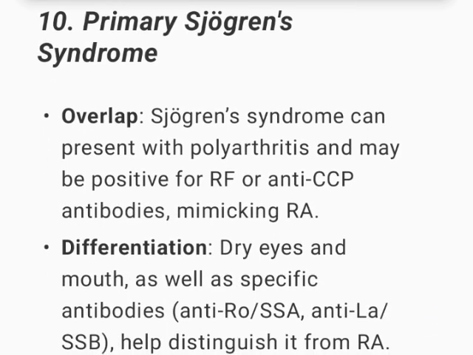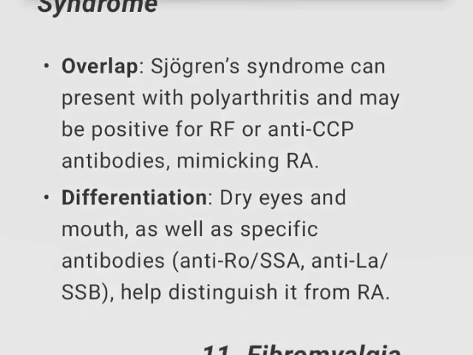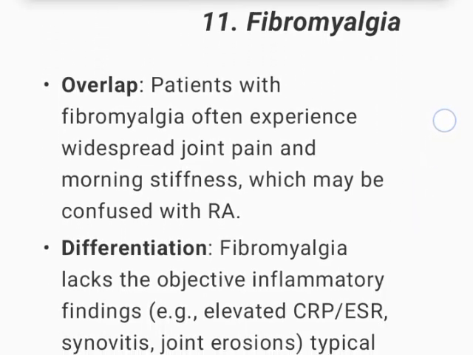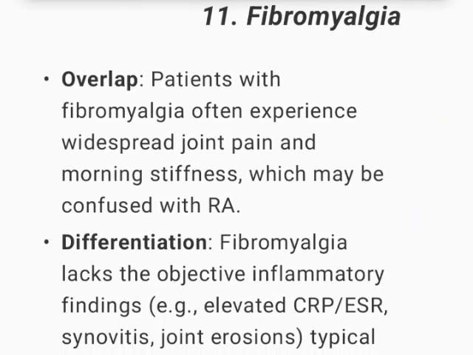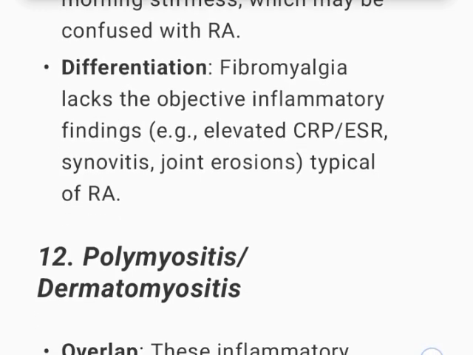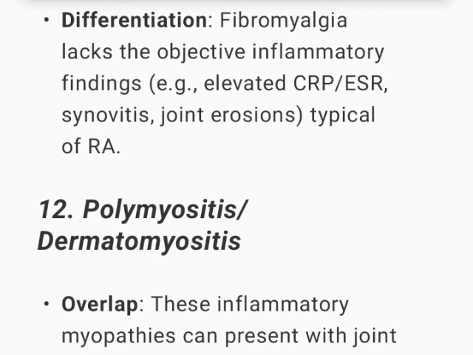Overlap. Sjogren's syndrome can present with polyarthritis and may be positive for RF or anti-CCP antibodies, mimicking RA. Differentiation. Dry eyes and mouth, as well as specific antibodies, anti-Ro/SSA, anti-La/SSB, help distinguish it from RA. 11. Fibromyalgia. Overlap. Patients with fibromyalgia often experience widespread joint pain and morning stiffness, which may be confused with RA. Fibromyalgia lacks the objective inflammatory findings, e.g., elevated CRP, ESR, synovitis, joint erosions, typical of RA.